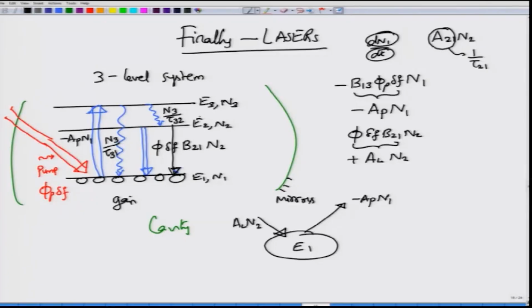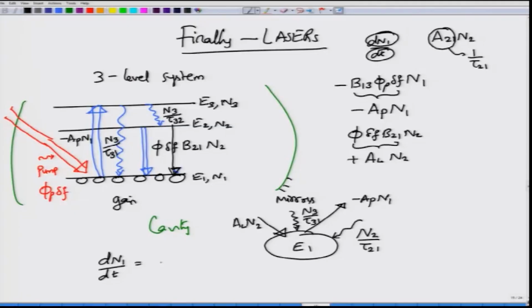will also have spontaneous emission from N2, which would be N2 divided by tau 21, and then you will have spontaneous emission down from E3, which would be N3 divided by tau 31. So this is how the total population density is actually changing. If you write down the equation as to how the population in energy level E1 changes, you can write dN1 by dt is actually equal to the pump absorption.